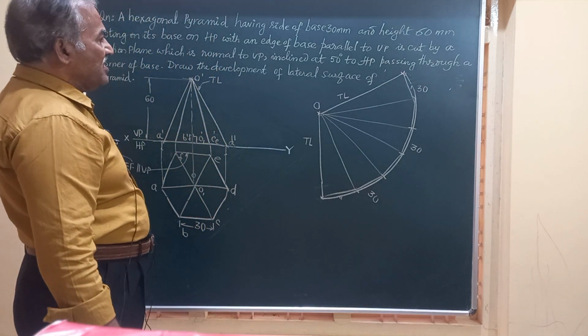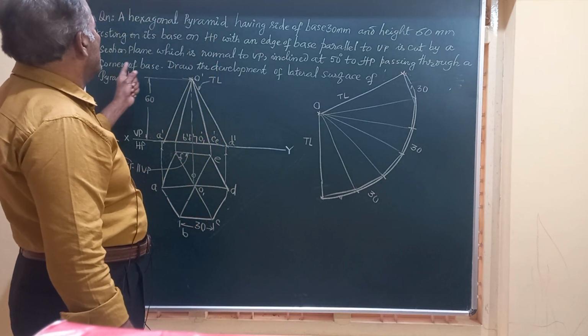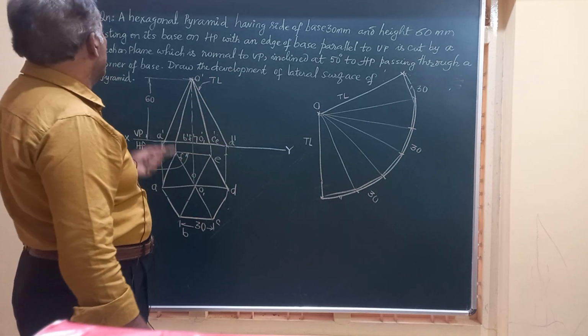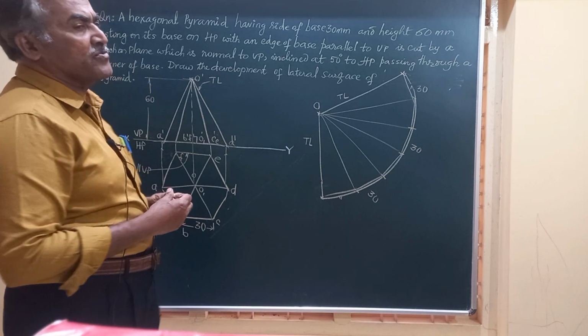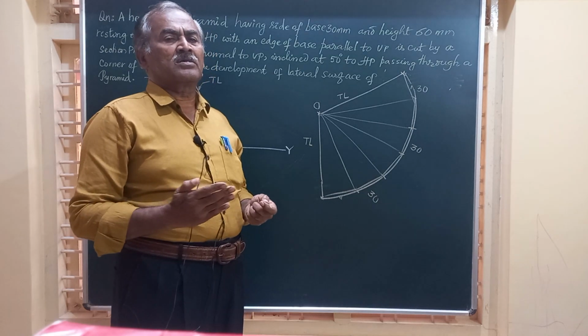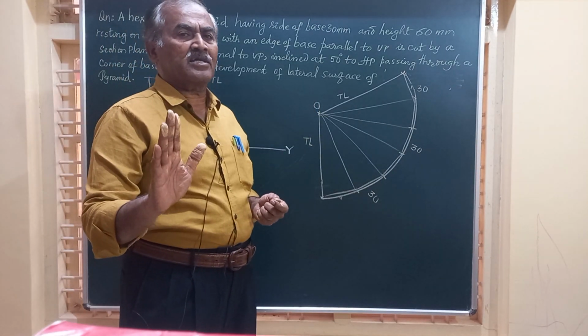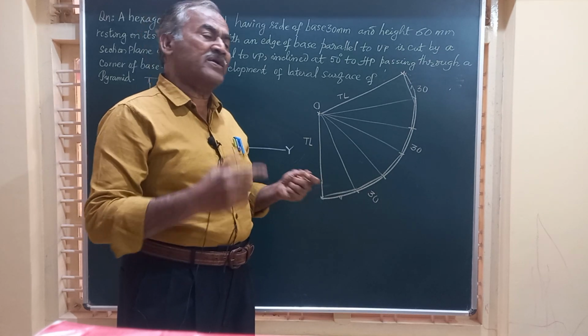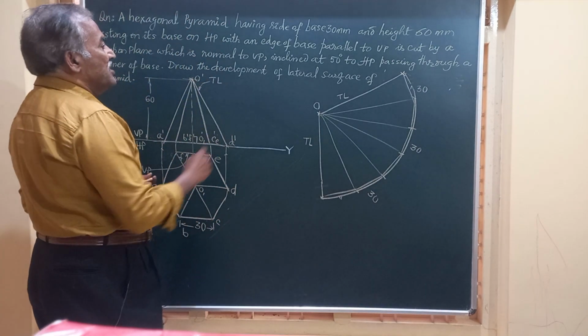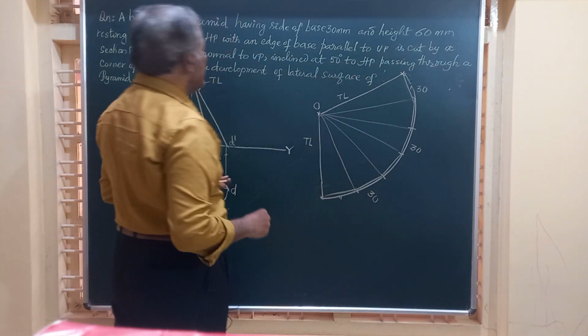Now let's move on to the section plane. A section plane which is normal to VP. Friends, any section plane which is normal to VP is seen as a line in the front view, and where that section plane passes through, it is inclined at an angle of 30 degrees to HP.